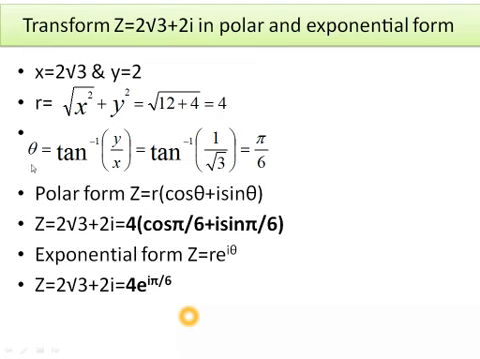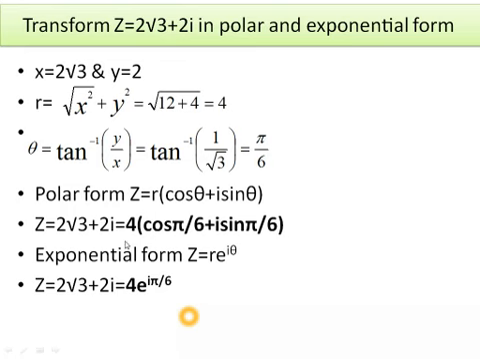The calculation of theta will give us tan inverse of y by x, and by substituting values of x and y over here, we are getting tan inverse of 1 upon square root 3 and simply it is equal to pi upon 6. We know the value of r, we know the value of theta, so the corresponding polar representation will be equal to z is equal to r, the value of r comes out to be 4, in bracket cos of pi by 6 plus i sin pi by 6. This was about the polar form.